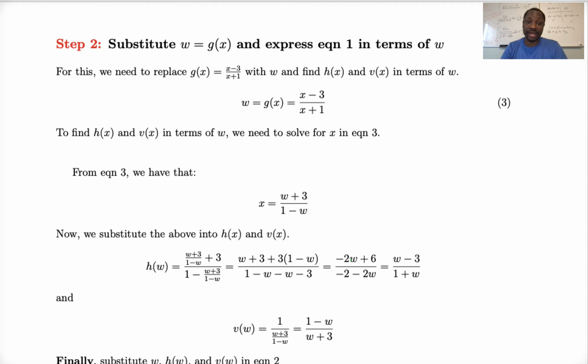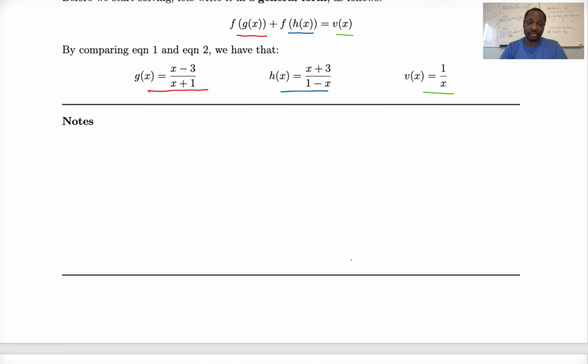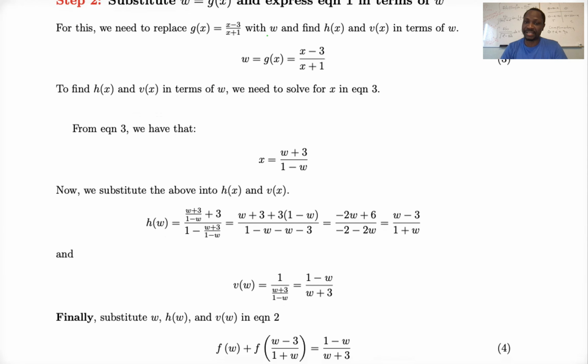So if you go back up here, you will see that my g of x is what is going to be replaced with w. So I'm simply replacing x minus 3 divided by x plus 1 with w, and that's what is written here. So I'm just doing the first thing the steps require us to do: x minus 3 divided by x plus 1 should be replaced with w.